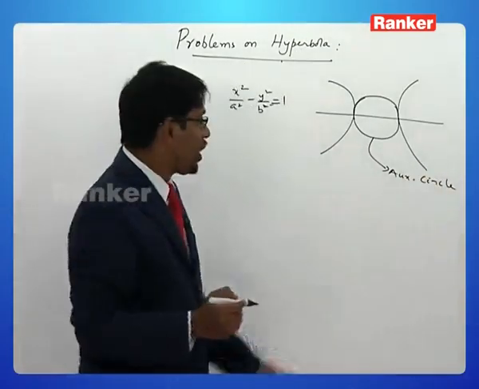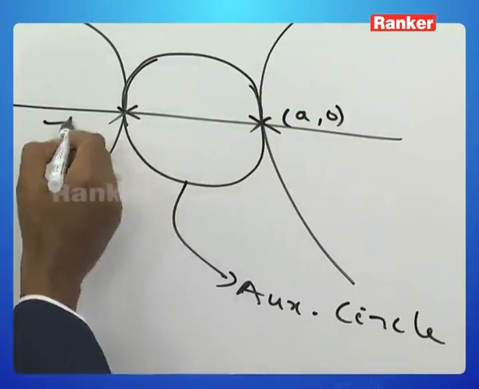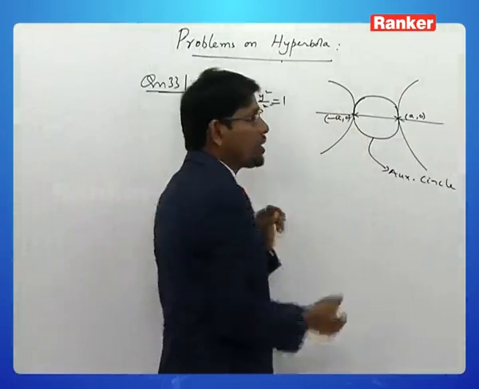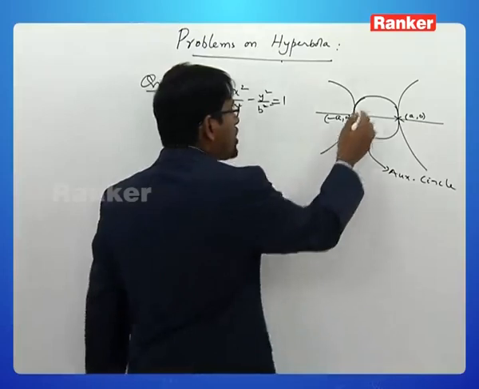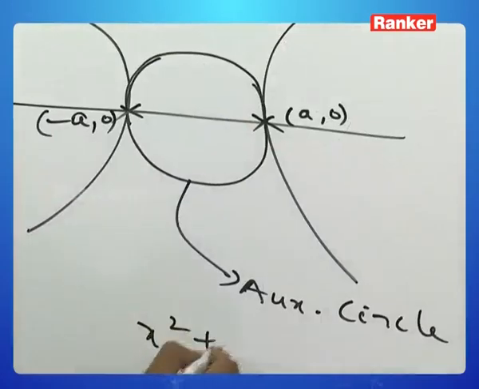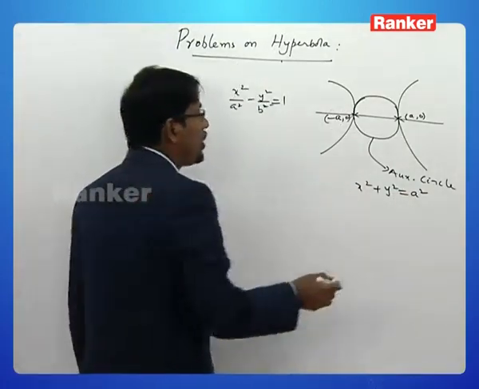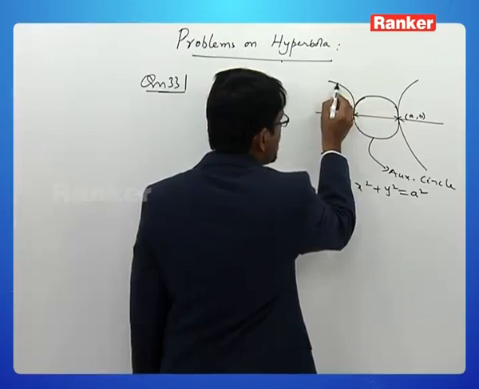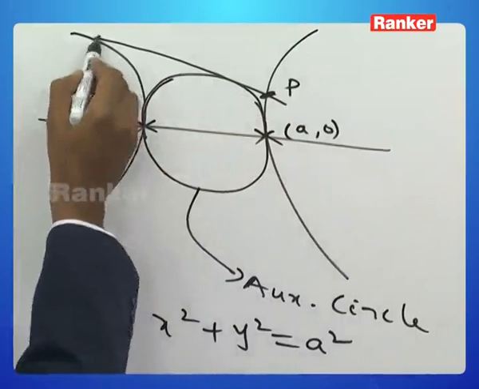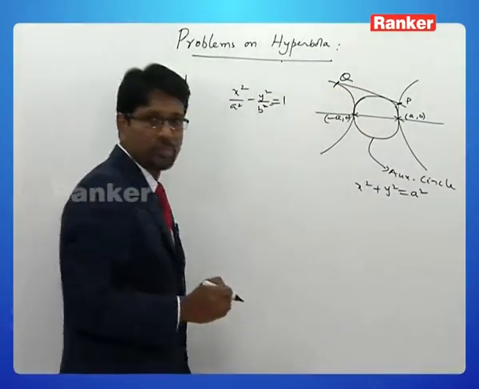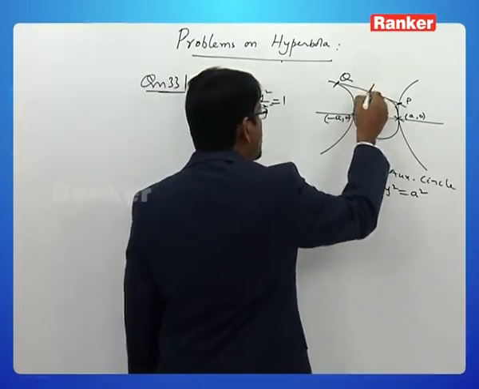The auxiliary circle equation is, this is a comma 0 and this is minus a comma 0. These are the two vertices. Taking the vertices as the end points of diameter, we draw a circle here, and this circle is the auxiliary circle. Its equation is x square plus y square is equal to a square. Okay. Now a tangent to this circle is meeting the hyperbola in 2 points P and Q. We want the locus of the midpoint of PQ, that is some R, let us say.